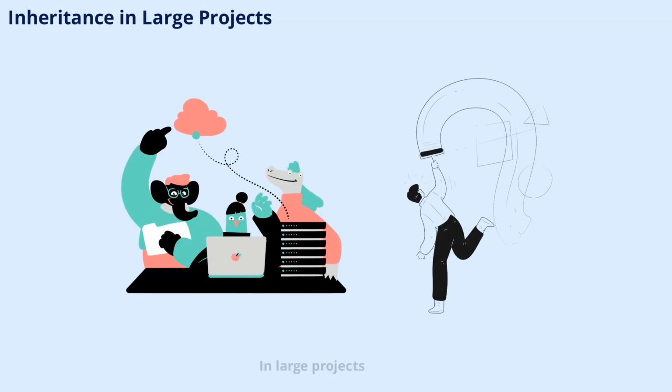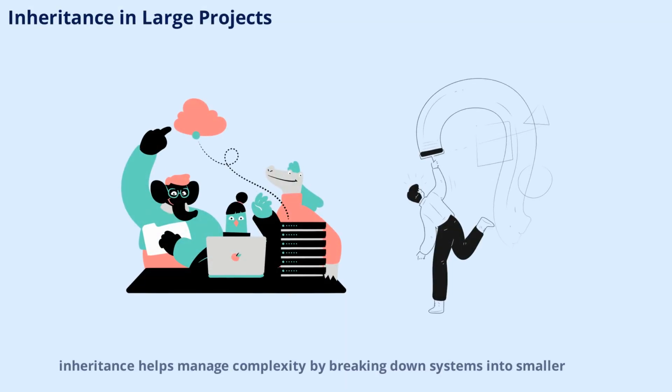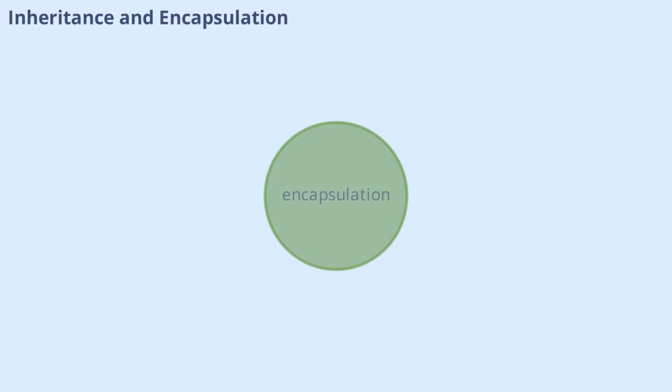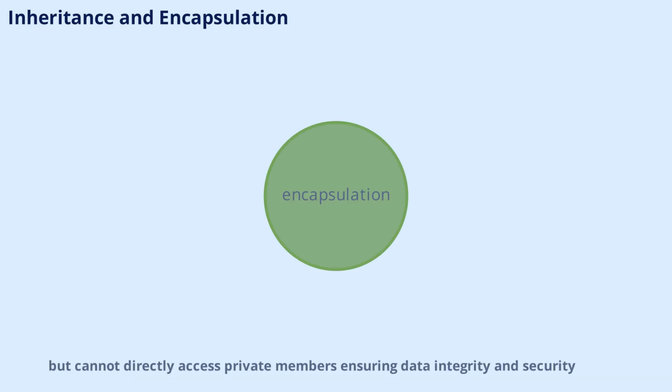In large projects, inheritance helps manage complexity by breaking down systems into smaller, more manageable pieces. By defining clear base classes and extending them as needed, teams can work more efficiently and avoid duplicating code across different parts of the application. Inheritance works hand in hand with encapsulation. By keeping data members private or protected, you control how they are accessed and modified. Derived classes can use public and protected members but cannot directly access private members, ensuring data integrity and security.